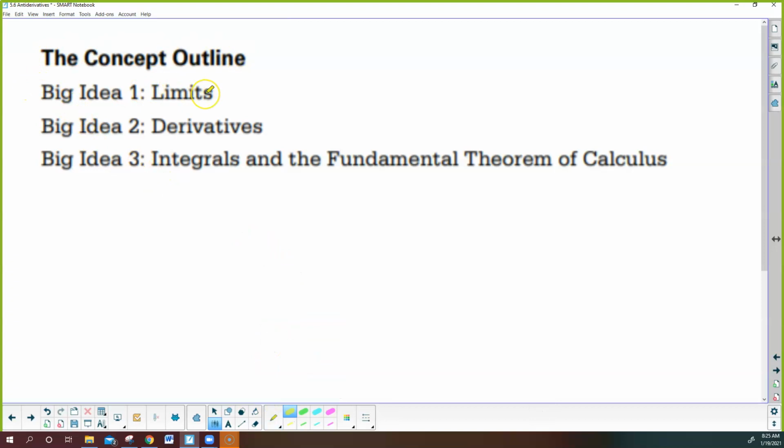Here are the three big ideas of calculus. We've already done limits. We didn't spend as much time in limits. That was chapter 1 and chapter 2. But limits is the foundation of calculus. That's what allowed us to understand the idea of the derivative. That's the definition of the derivative, it's limit based.